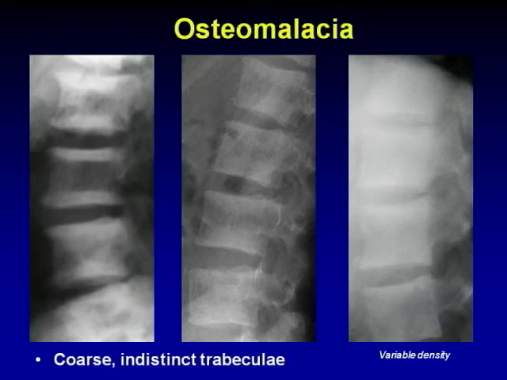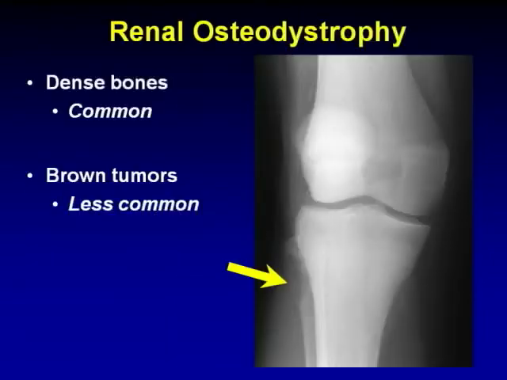Osteomalacia is an interesting entity. You can see in these 3 cases, the bone density is quite variable, but in all cases of osteomalacia, the trabeculae are coarse and indistinct. Osteomalacia. Now, with renal osteodystrophy, bones are commonly dense.